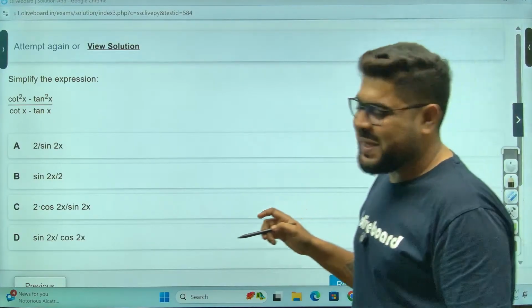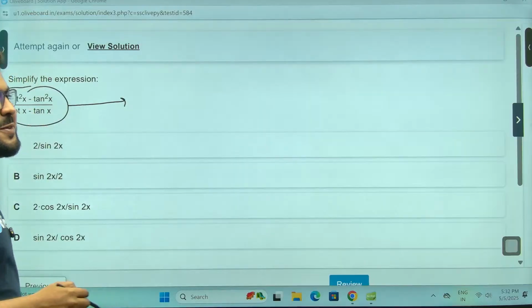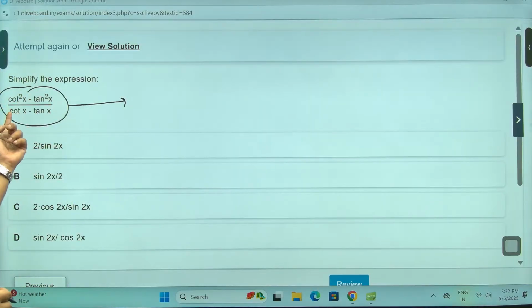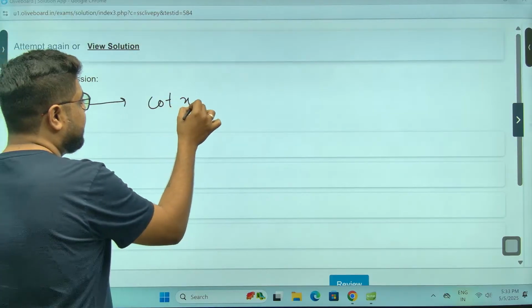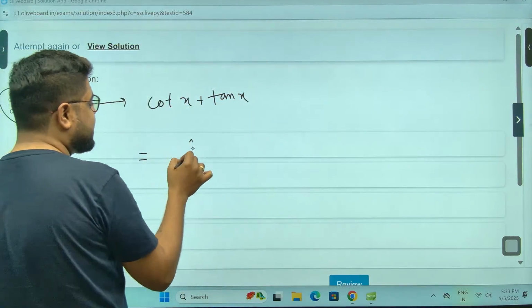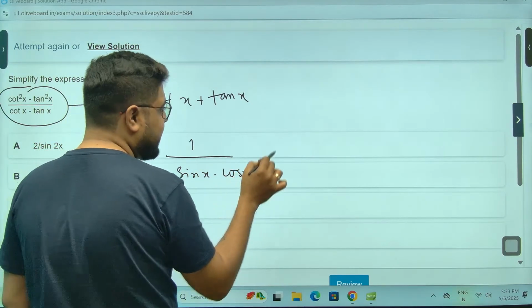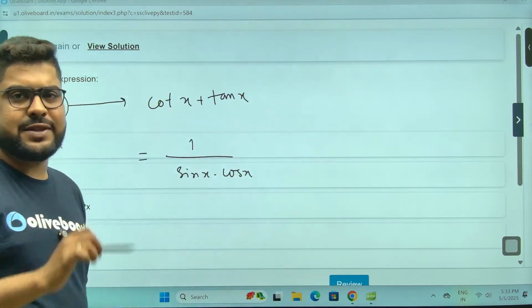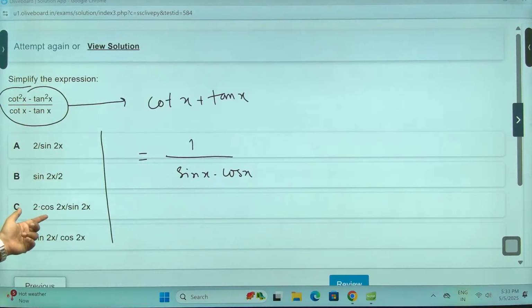Sir, we had discussed this today only, just 5 minutes before. a square minus b square by a minus b. So the answer is cot x plus tan x. We have just seen this. It can be written as 1 by sin x cos x, or you can directly say sec x into tan x, whatever. But sir, options are 2x. Options, we have all 2x's. You see 2x, 2x, 2x, 2x.